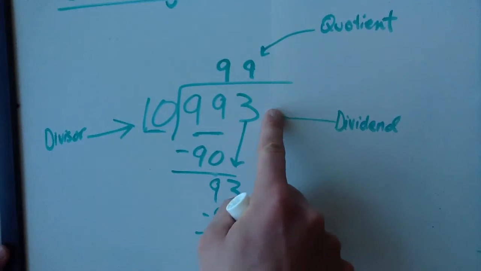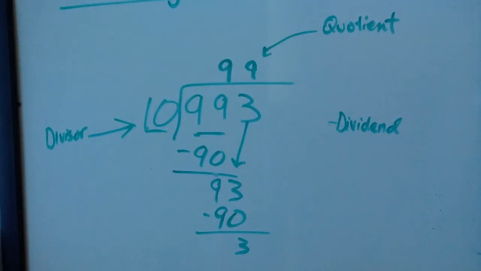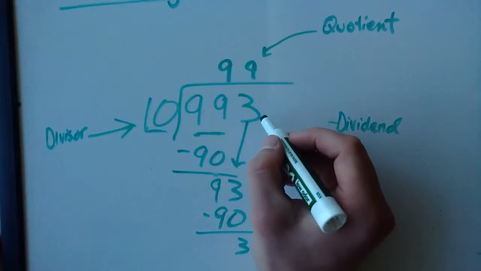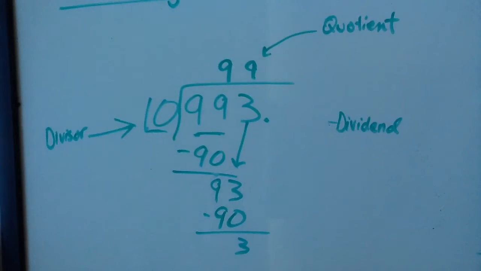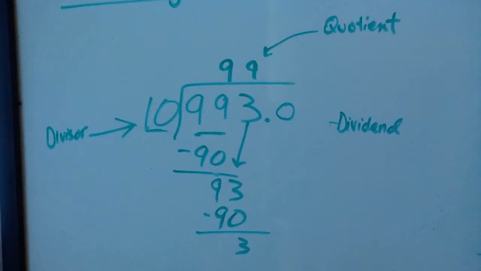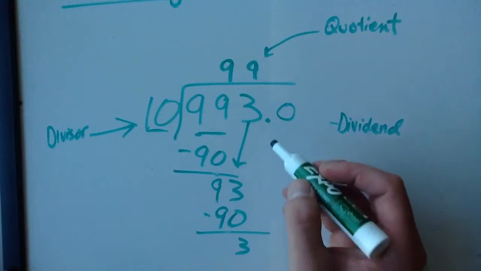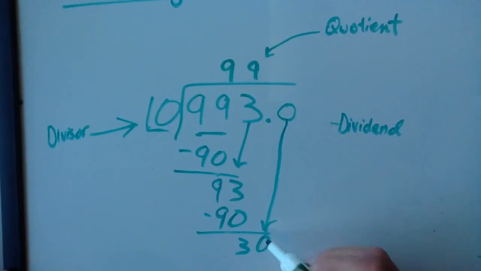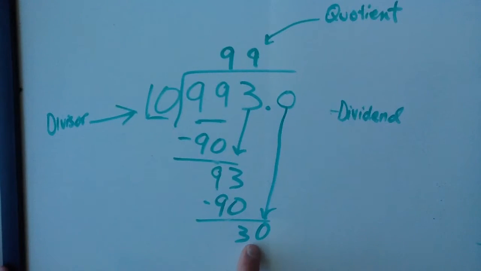You may be saying, Mr. Roper, there is no decimal here. Well, remember, if you don't see the decimal, it's after the last digit that you do see. So here's the last digit that I do see in the dividend. The decimal is right there. And so I can add placeholder zeros after this decimal so that I can continue dividing. So I've subtracted 93 minus 90. I've added a placeholder 0. So now I can bring down that 0 and I am left here with 30.